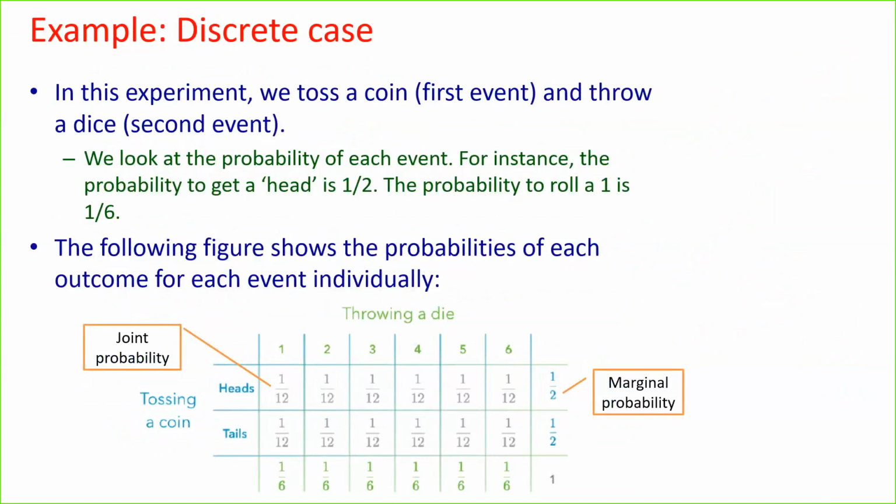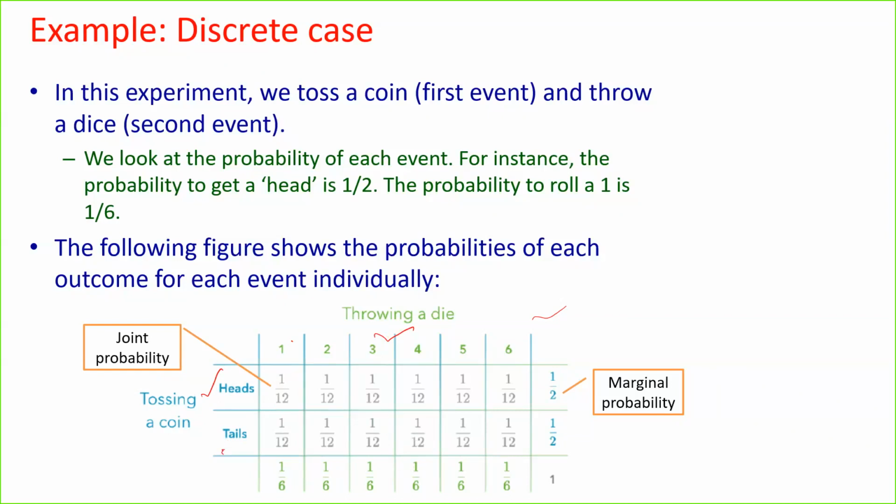Okay. So in this experiment, there are two events. One is tossing a coin, another one is throwing a dice. This is the second event. And this is the probability distribution of these two events, the joint probability distribution. So you see that this is the probability of die equal to 1 and coin equal to heads. And similarly, this is the probability of die equal to 3 and coin equal to tails. Okay, these are the joint probabilities, the intersection of two events.